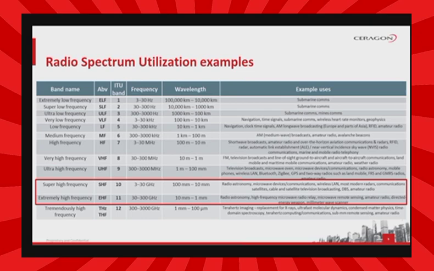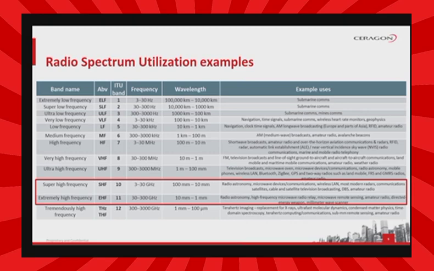Ultra-low frequency, ULF, or ITU band number 3, has a span from 300 Hz to 3 kHz, a wavelength from 1,000 to 100 kilometers and is used for submarine and mine communication. Very low frequency, VLF, or ITU band number 4, has a span from 3 to 30 kHz, a wavelength from 100 to 10 kilometers and is used for navigation, time signals, submarine communication, wireless heart rate monitors, geophysics.